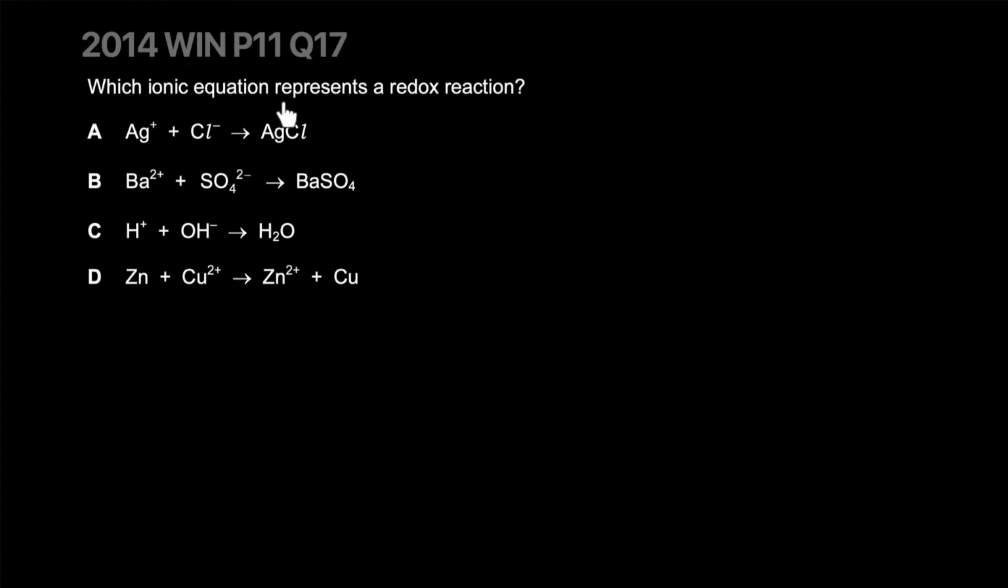Which ionic equation represents a redox reaction? So we have multiple ionic equations. Over here, what is the charge on Ag and Cl? So AgCl is an ionic compound, and the charge on silver is going to be plus because I know for sure the charge on chlorine is going to be minus. Why do I know it's minus?